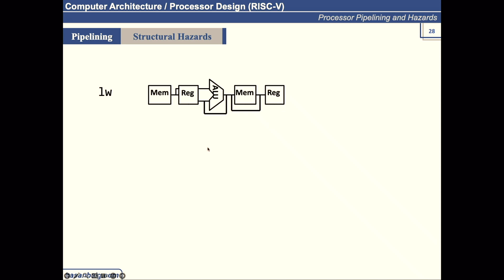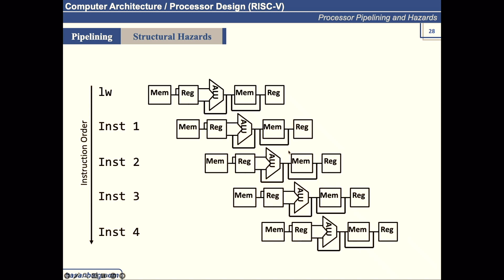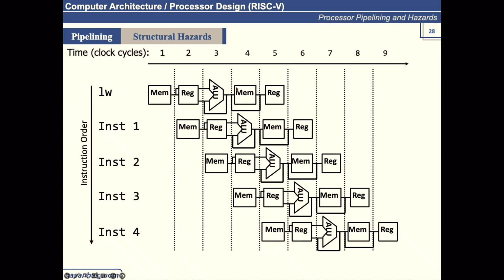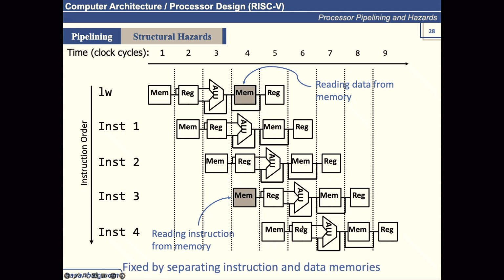So if we are running all the instructions in a pipeline manner, you can see it here. Let's say this is a clock cycle. In this phase, we are reading the data from memory. The LW instruction is reading data from memory. And at the same instant here, we are reading this instruction from memory, whatever the instruction it is. So if the memory is the same for instruction and data, this instruction cannot be executed. Agreed? That is why we have already fixed this by separating instruction and data memories.